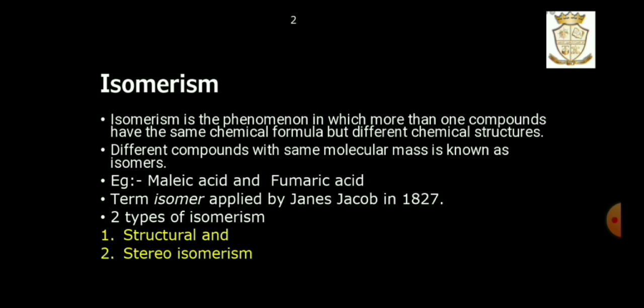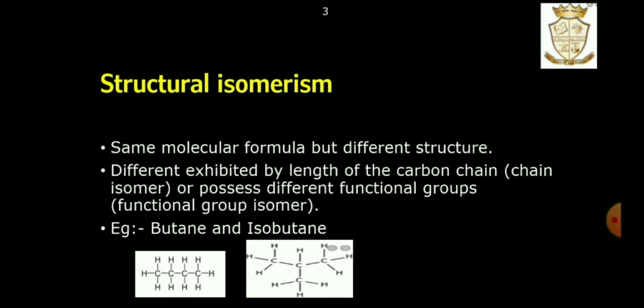There are mainly two types of isomerism, structural and stereoisomerism. Structural isomerism: same molecular formula but different structure. The difference is exhibited by the length of the carbon chain or by possessing different functional groups. Example, butane and isobutane.